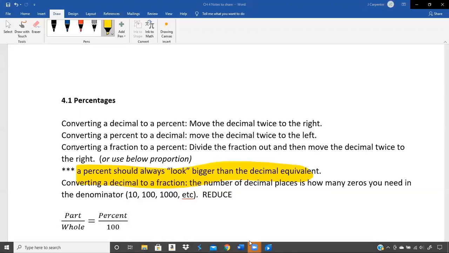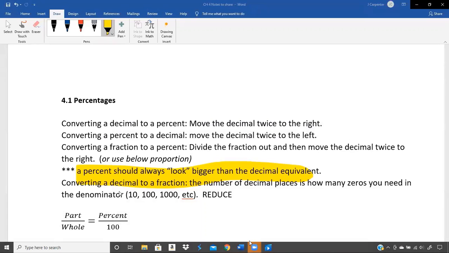All right, then we said if we're converting from a fraction to a percent, you should do the division of the fraction, and you don't have to worry about the long division because we are allowed calculators. And then you'll move the decimal twice to the right, just like the straight up decimal to percent conversion. Or if you ever have to go from a decimal to a fraction, the number of decimal places is how many zeros you need in the denominator. So if there's one decimal, then you need a 10 in the bottom. If there's two decimals, then you need a 100 in the bottom. If there's three decimals, you need 1,000 in the bottom, et cetera. And of course, you always have to make sure you're reducing your fractions as much as possible.